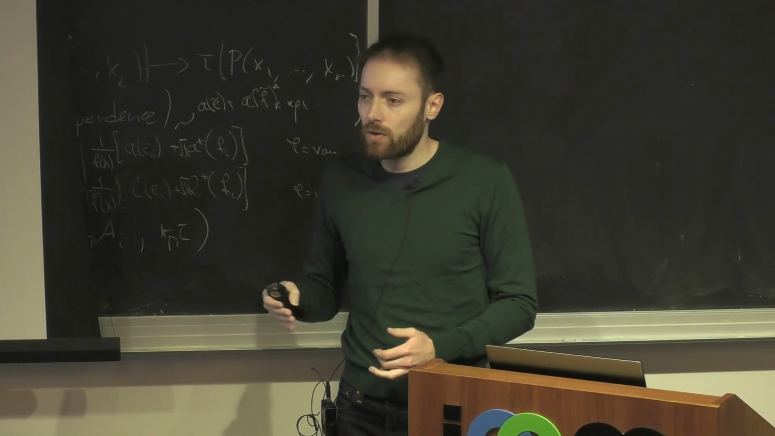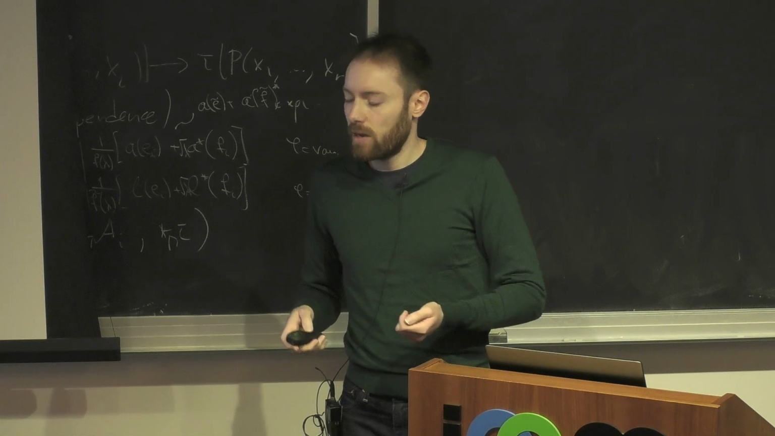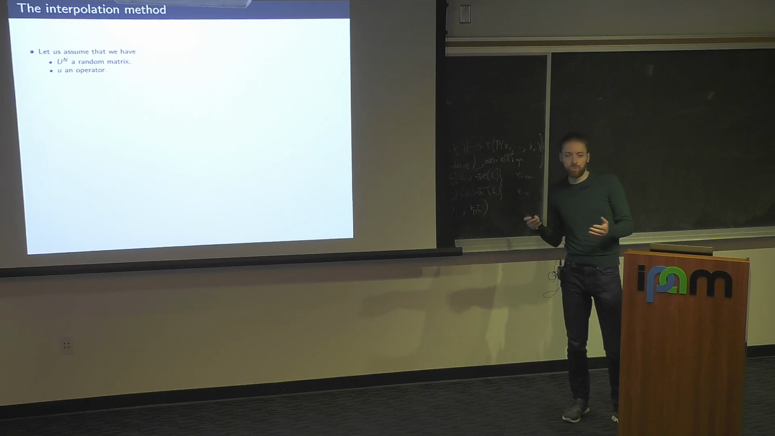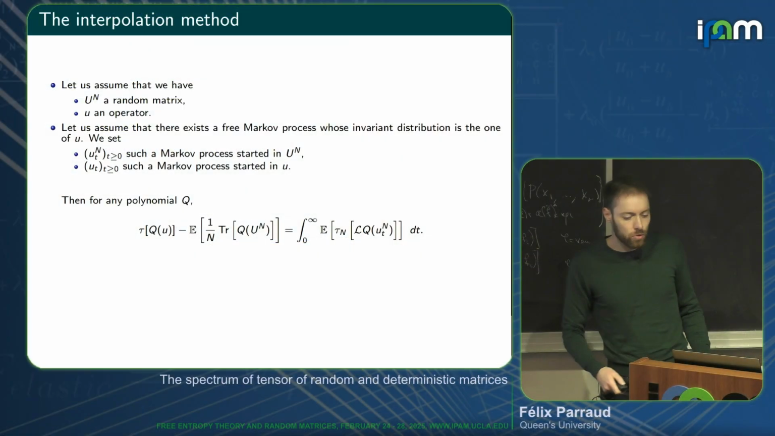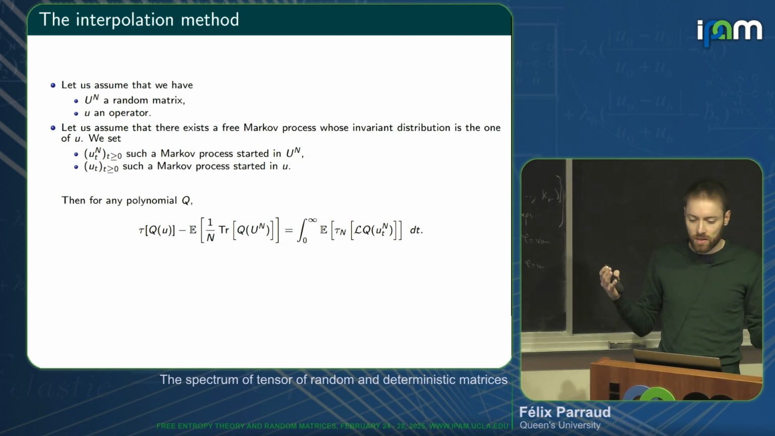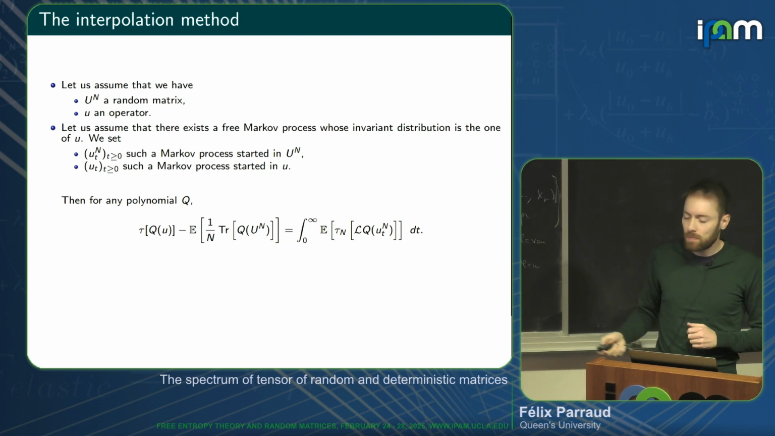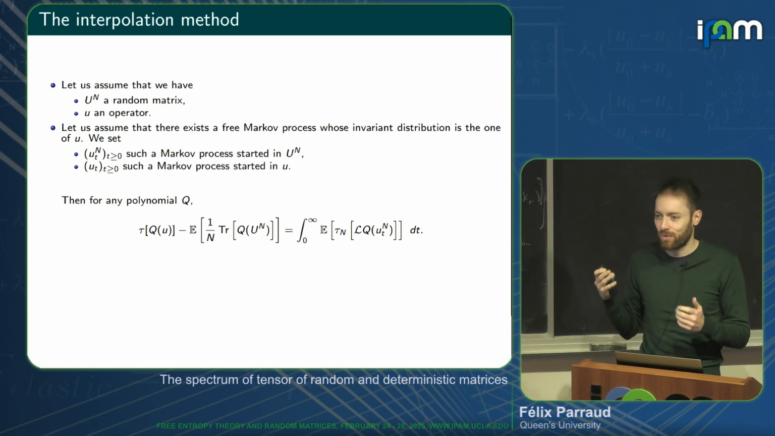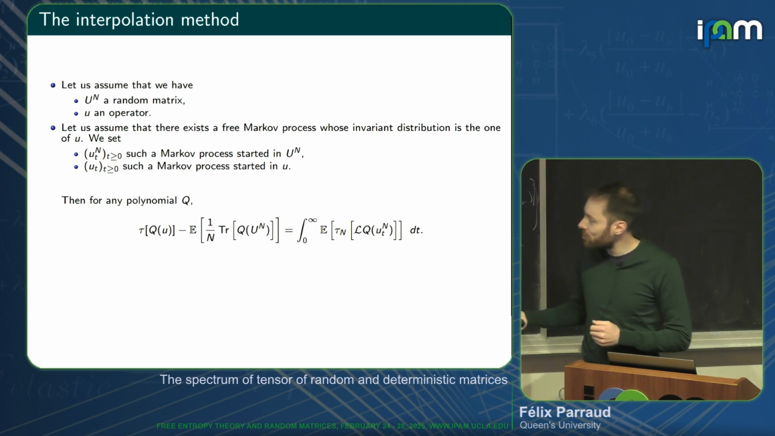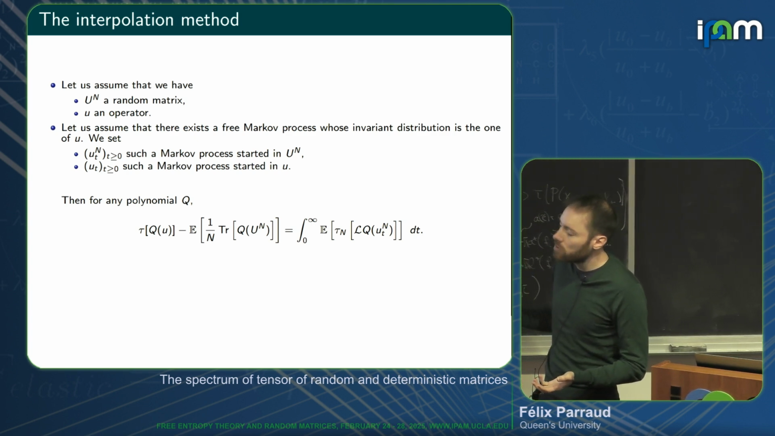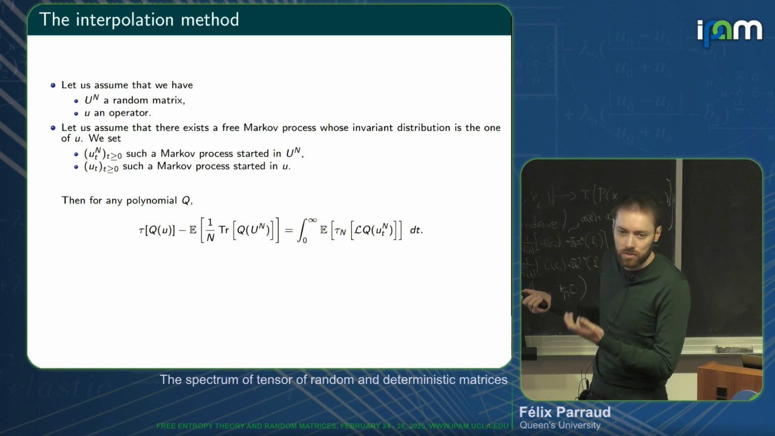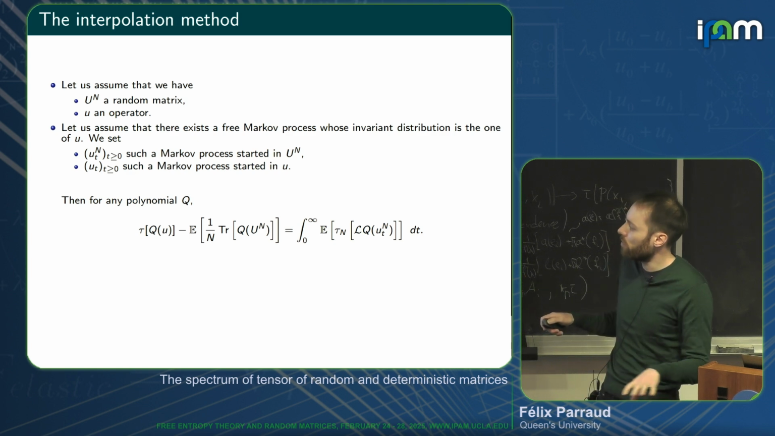So this is what I've called the interpolation method, basically. And the idea is the following. You're given a random matrix and an operator U, and you somehow want to interpolate between the two of them. So you assume that you have some sort of free Markov process whose invariant distribution is going to be precisely U. It might be a bit weird if you are only used to classical probability, but I swear to you that there is a way of making sense of all of what I just told you. And so then you take your Markov process and you start it in your random matrix UN. You could do the same, but instead of starting it in UN, you start it in your invariant distribution. But just keep that in mind for later.